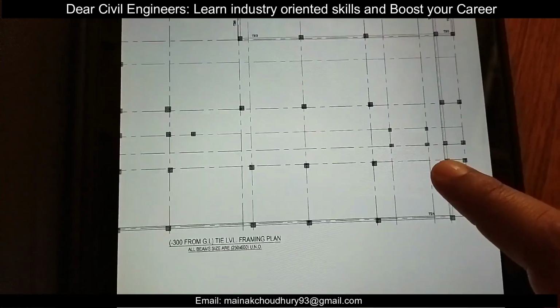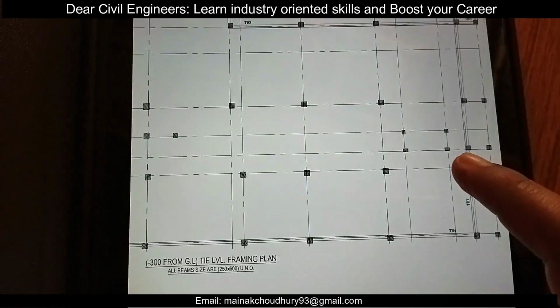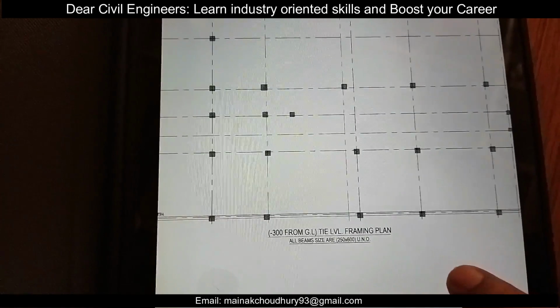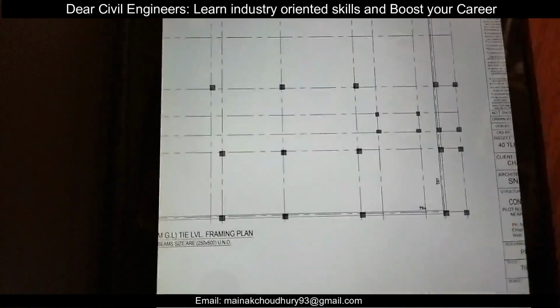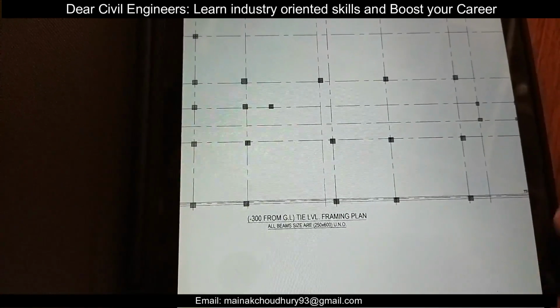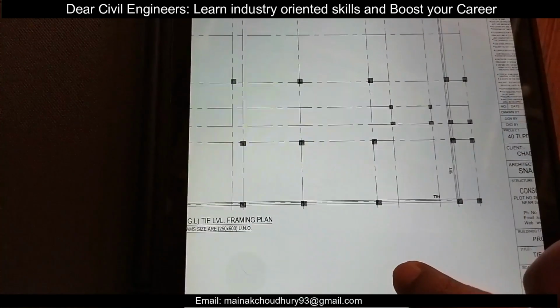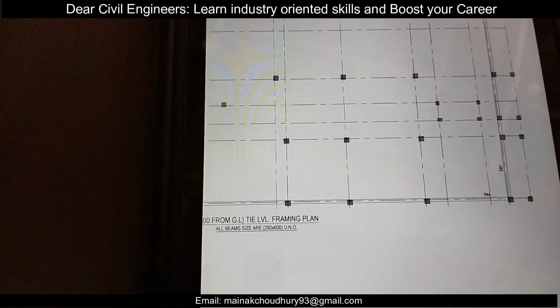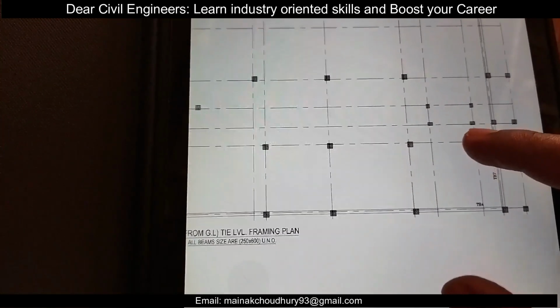So today we'll see the tie beam layout and reinforcement binding, and also we'll see what are the points a civil engineer can check at site while on a site visit. So this is the framing plan of the building, and you can see the tie beam is provided mainly along the periphery of the building, and we have the marking in the layout here.